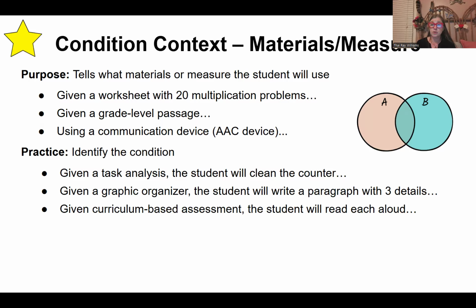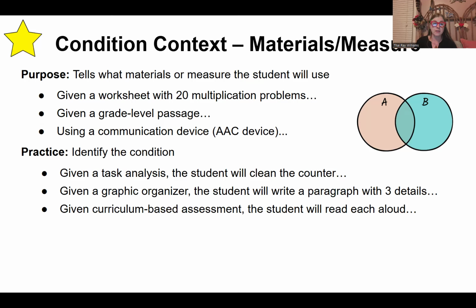The next one is, given a graphic organizer. Under which condition are you going to write a paragraph with 3 details? When you're given a graphic organizer, and that graphic organizer would be materials. The next one, given a curriculum-based assessment, the student will read aloud. Under what condition is the student going to read aloud? It's going to be under the measure of a curriculum-based assessment.